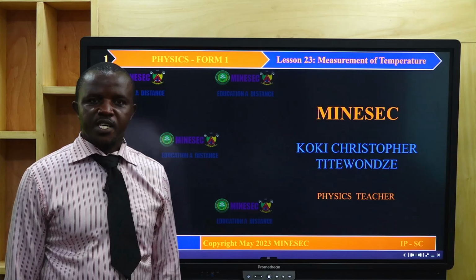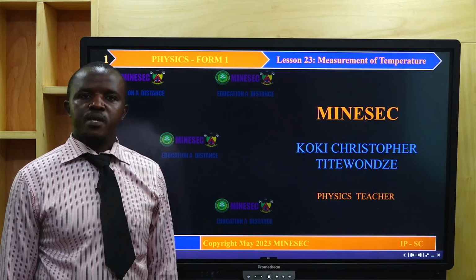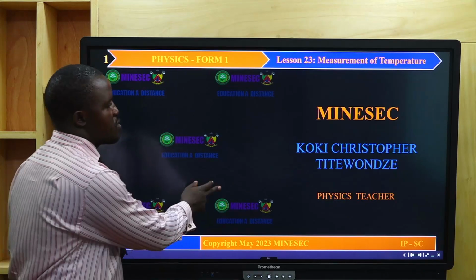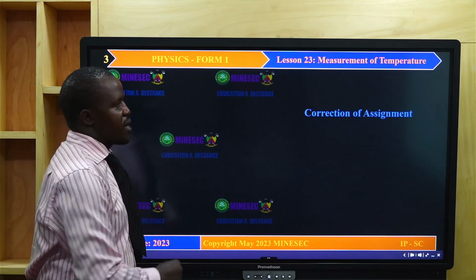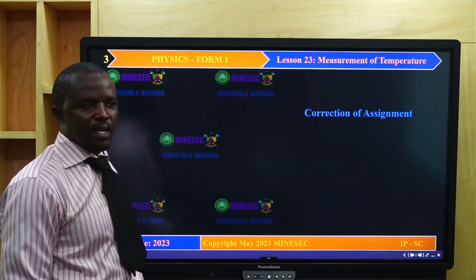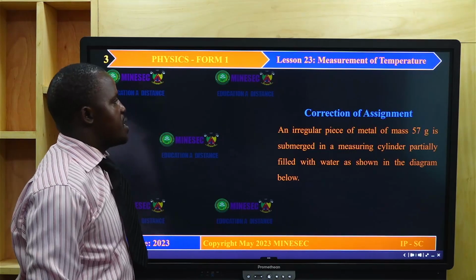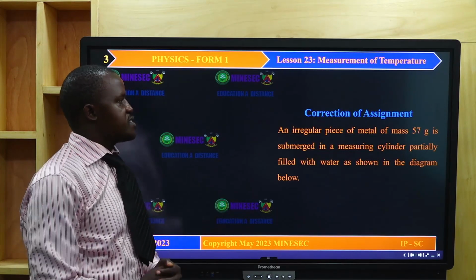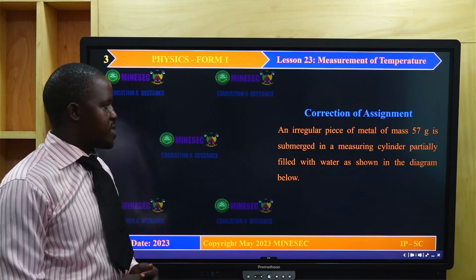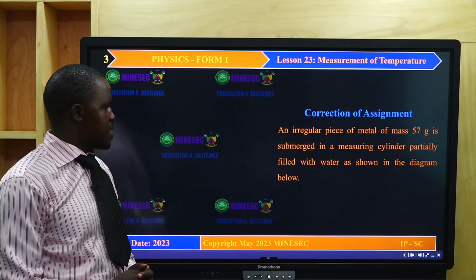Welcome to this learning session with me, Koki Christopher, your teacher of physics. Today we shall be studying physics in Form 1, and we are going to start by correcting the assignments that we had in the last lesson. So here we have the questions. A piece of metal of mass 57 grams is submerged in a measuring cylinder, partially filled with water as shown in the diagram below. We're going to see the diagram.